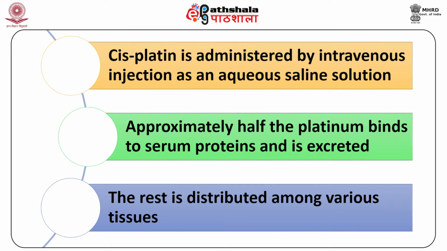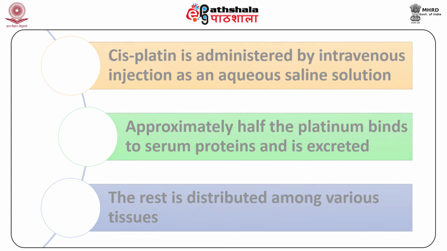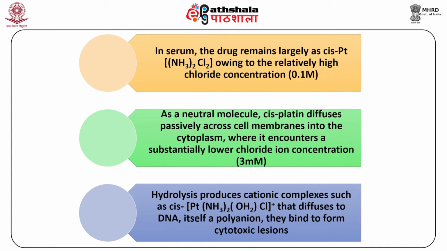Cisplatin is administered by intravenous injection as an aqueous saline solution. Approximately half the platinum binds to serum proteins and is excreted. The rest is distributed among various tissues. In serum, the drug remains largely as cisplatin, owing to the relatively high chloride concentration, 0.1 molar.